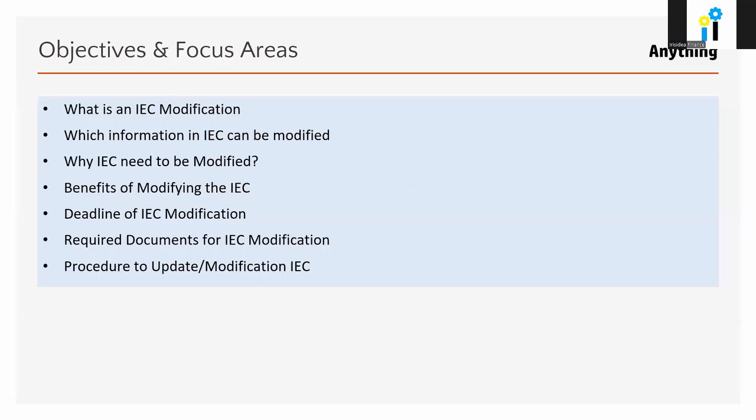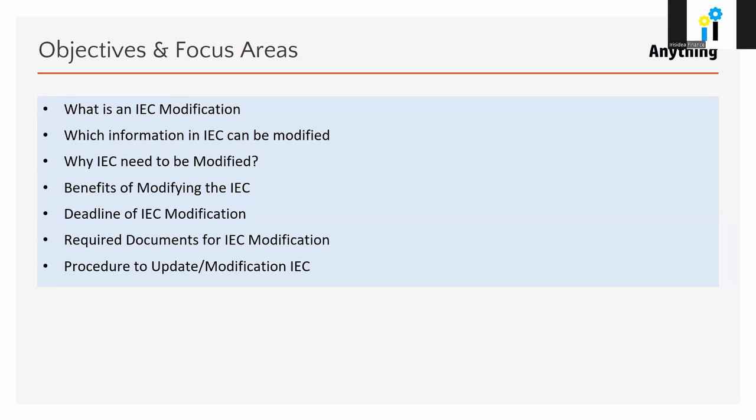I hope you have understood why an IEC is needed, what an IEC modification is, what information you have to modify, the benefit, deadline, required documents, and update. What is an IEC modification? You have to modify the import and export code once a year so that it cannot be deactivated, and your import and export business transactions will run smoothly. Which information in the IEC can be modified? Your number, name, firm name if there are any changes, partner and director, contact details, bank account changes, and address changes can be changed there.